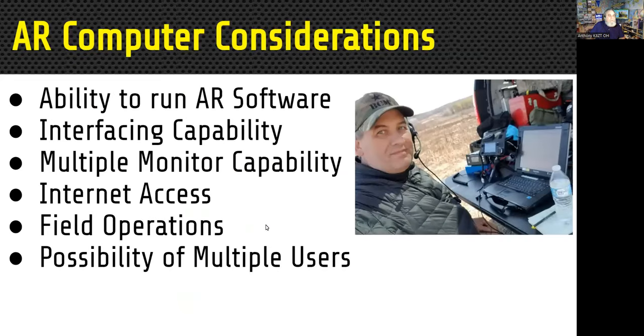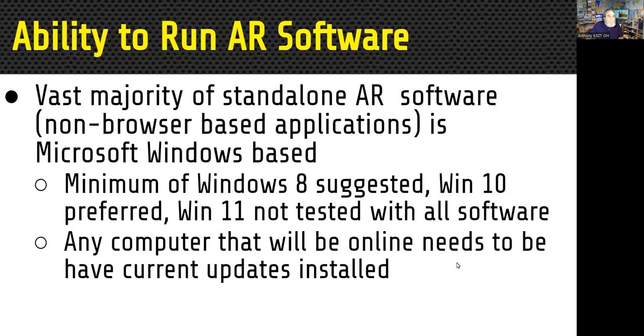So let's jump in. Let's first talk about some amateur radio computer considerations. We're going to talk about the ability to run amateur radio software, interfacing capability, multiple monitor capability, internet access, field operations, and possibility of multiple users. So this gentleman's out in the field here. He has his ruggedized laptop and his radio there, and he's operating out in the field. I'm not sure what he's powering it with.